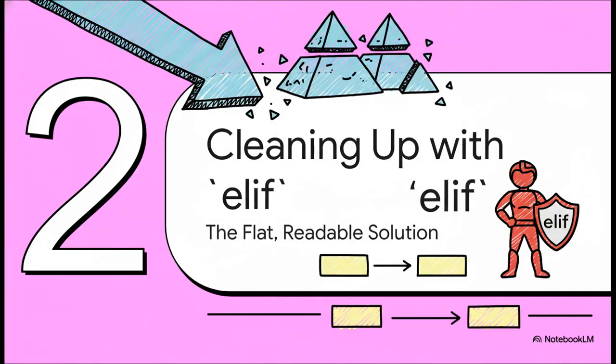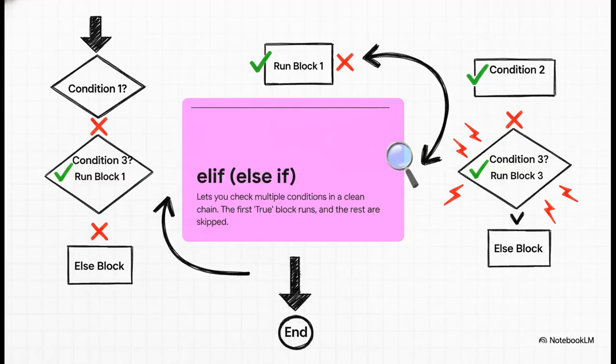So now, it's time to bring in the hero of our story, the one thing that's going to flatten that pyramid and bring some sanity back to our code, the elif statement. You know, elif is really just short for else if, and it lets you chain together as many different checks as you need. But here's the key thing you've got to remember about how it works. Python checks each condition from the top down. The very instant it finds one that's true, it runs that piece of code and then completely skips the rest of the chain. This is what makes your code both super clean and really efficient.